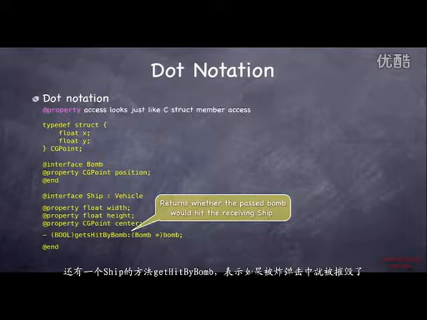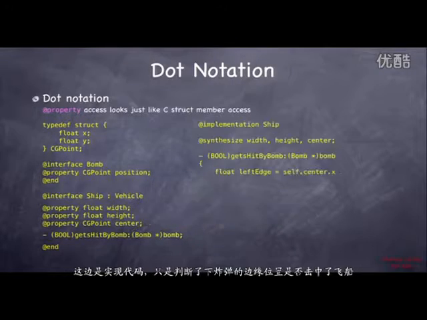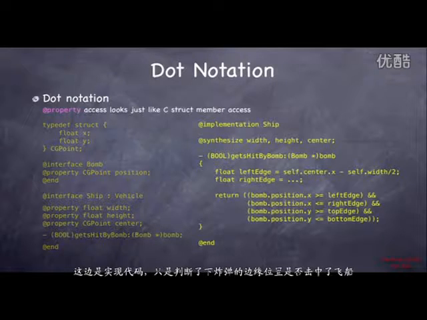And so I want to write a method, getsHitByBomb, which is sent to the ship, to say if I drop this bomb on you, will you be destroyed? So it returns a BOOL as to whether it's going to be destroyed. Okay? So what would that code look like? Here's a possible implementation, or a skeleton of it anyway. And all I do is I calculate the left edge, the right edge. I'd have to calculate the top edge and the bottom edge too. And then I just return whether the bomb's position is between those edges.